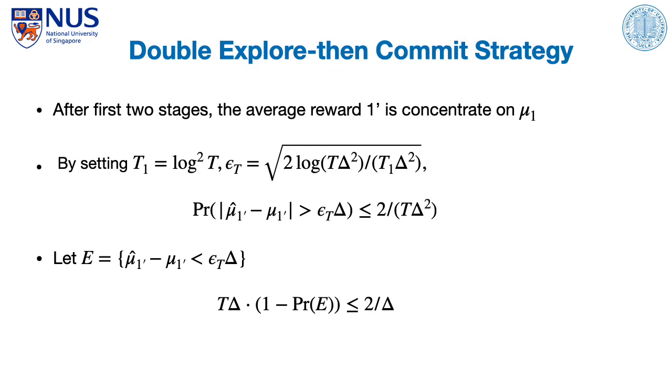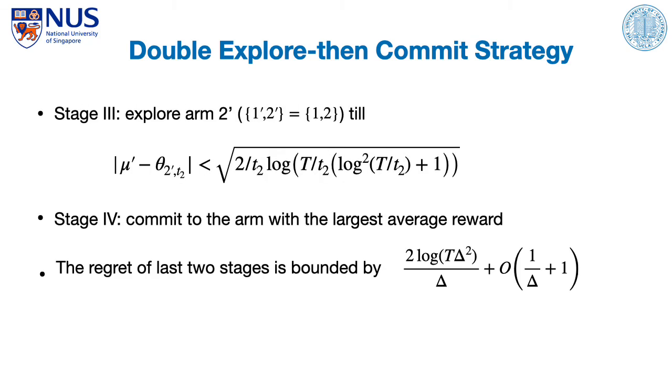After the first 2 stages, the average reward of 1' is concentrated on mu_1'. This is because by setting t1 equal to log squared T, and letting event E be that 1' is concentrated on its mean, E happens with high probability, and the regret caused by the opposite of event E is bounded by 2 over delta. While 1' is concentrated on its true mean, we explore the 2' in the third stage.